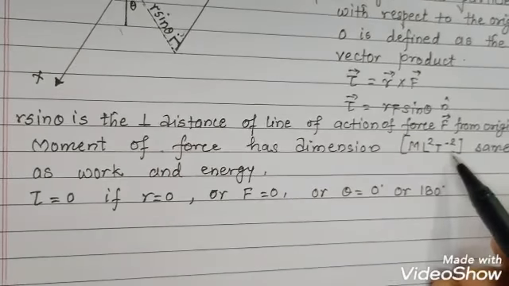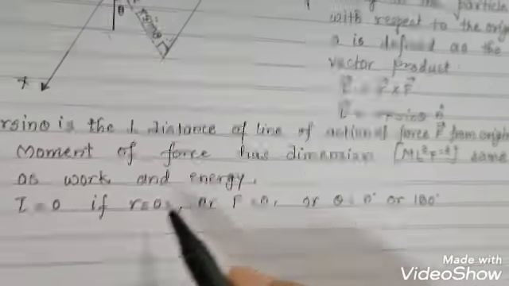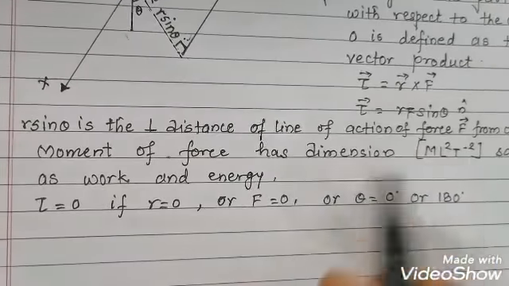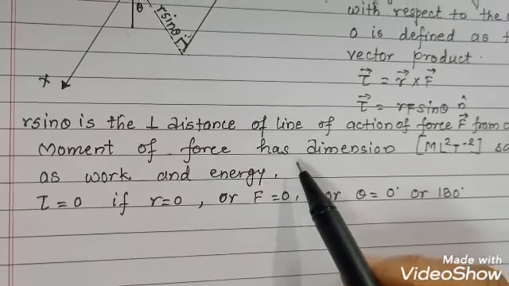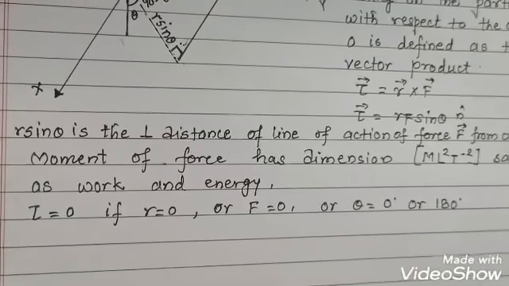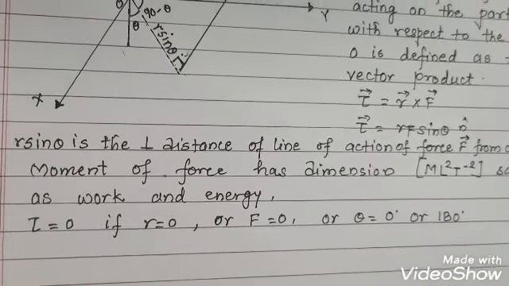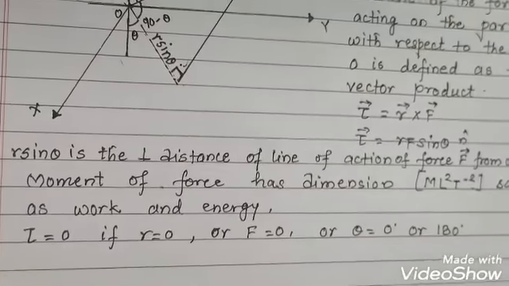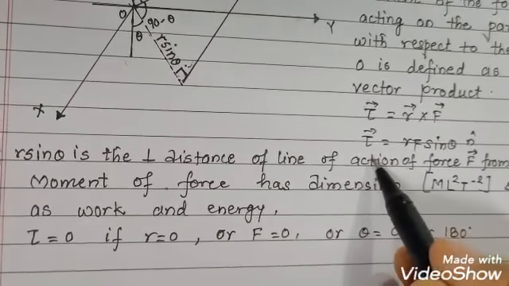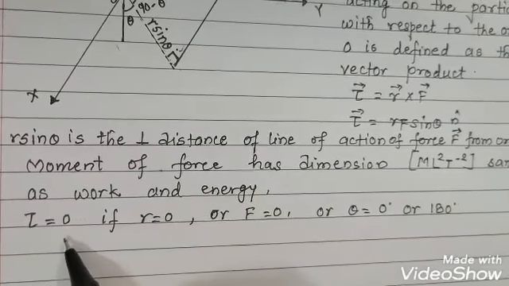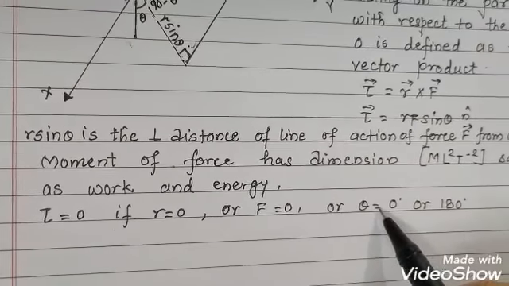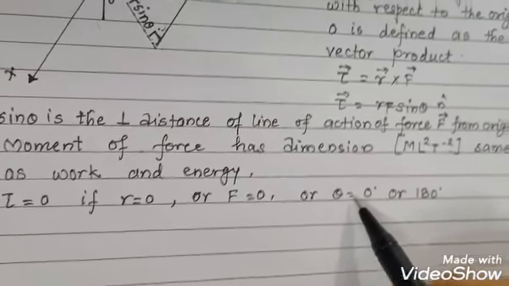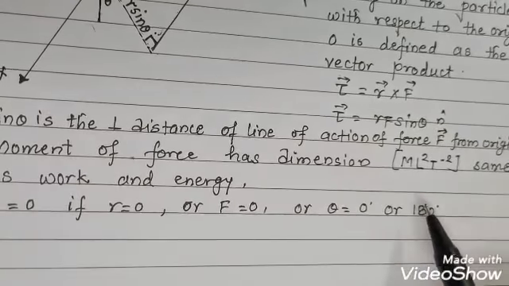Okay, the moment of force has the dimension ML squared T to the minus 2, and it is the same dimension as work and energy, but this is a different quantity. Tau is a physical quantity different from work and energy. As you know very well, work is a scalar quantity, energy is a scalar quantity, but here tau is a vector quantity, and tau is 0 if r is 0 or F is 0 or theta, the angle between r and F, is equal to 0 or 180 degrees.